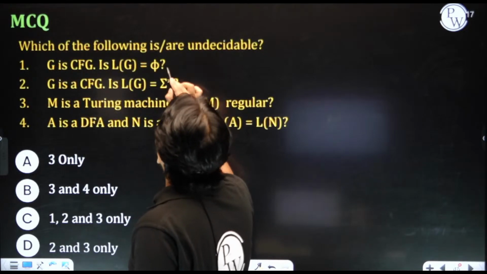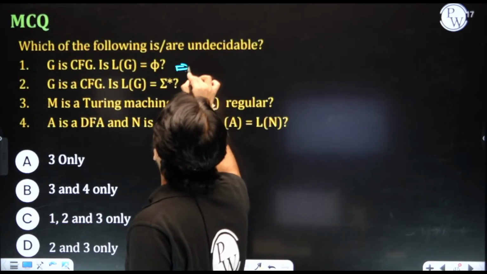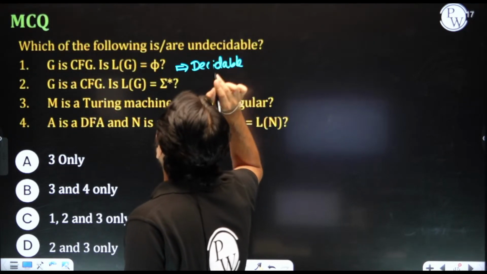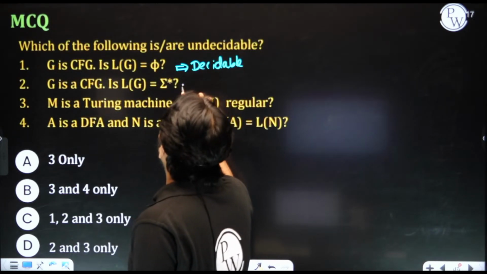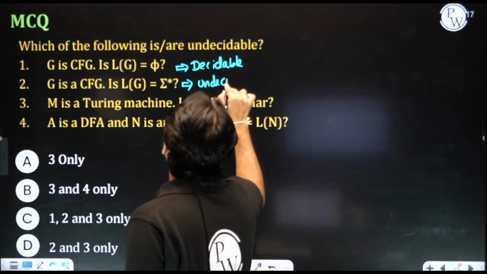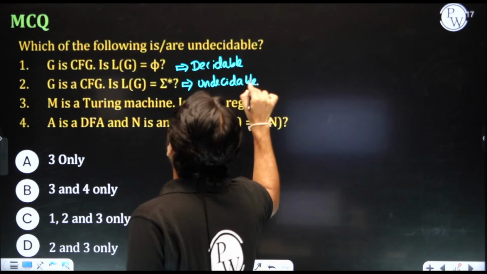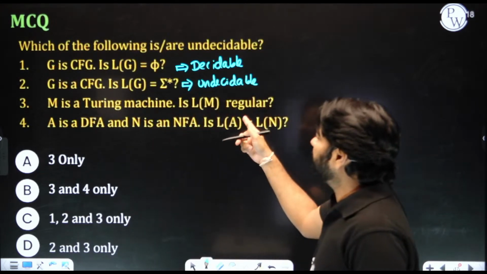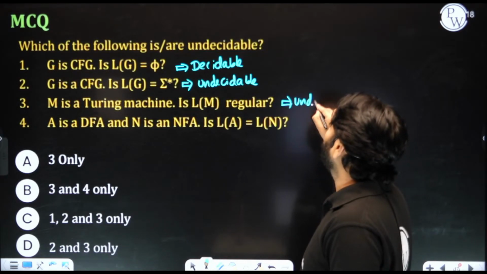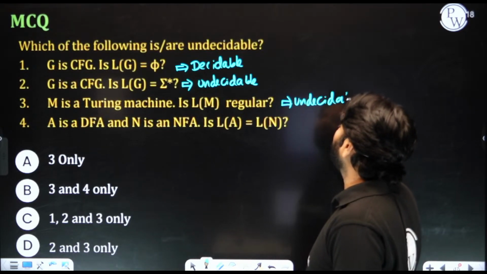This is the emptiness problem. Emptiness problem for context free grammar is decidable. We are aware of that. And the totality problem for context free languages is undecidable. Turing machine, see how many times this question came so far, right? It is undecidable. Repeated question.